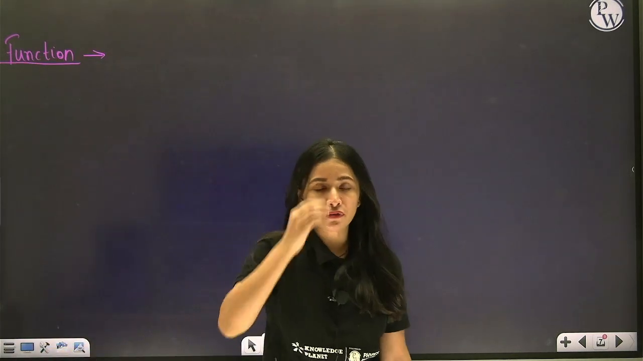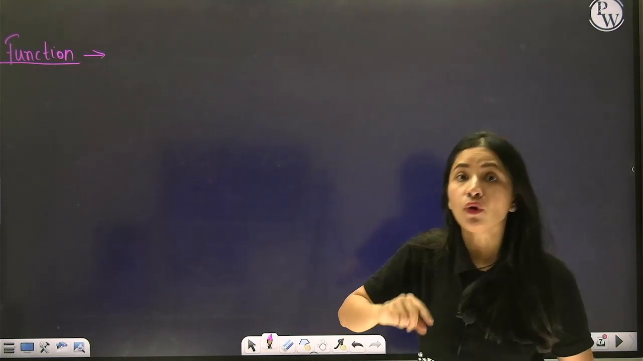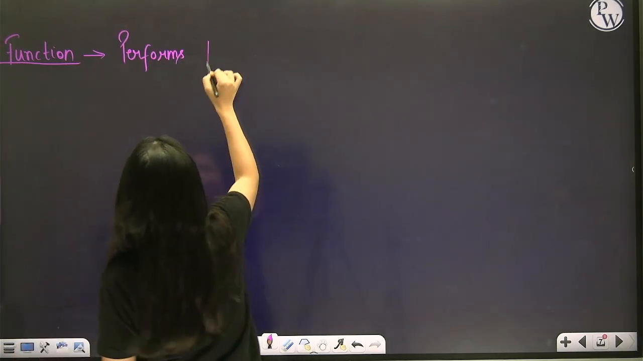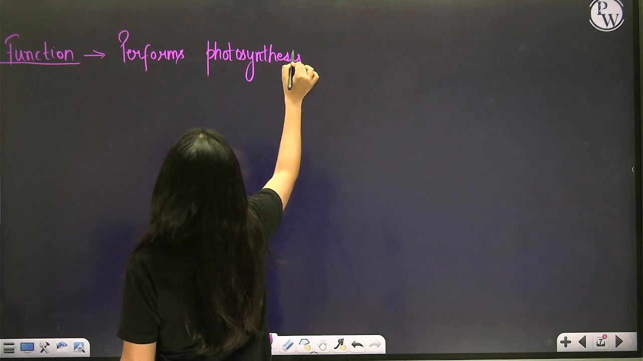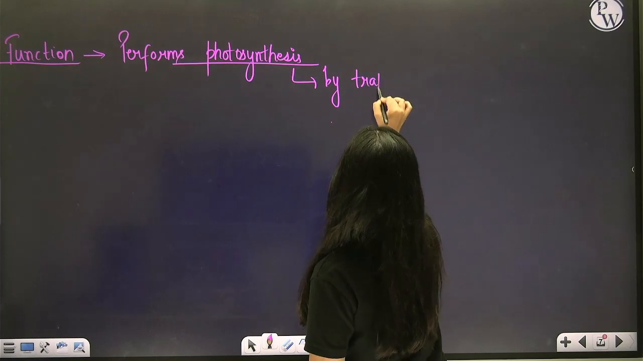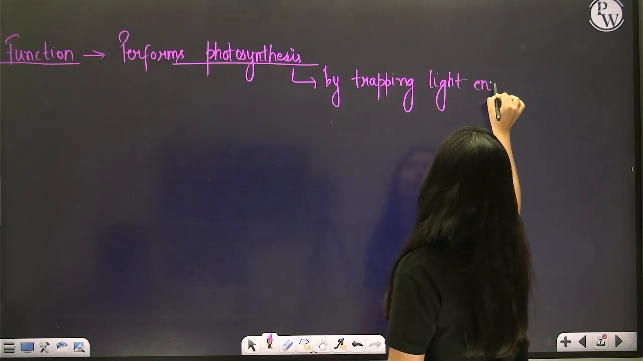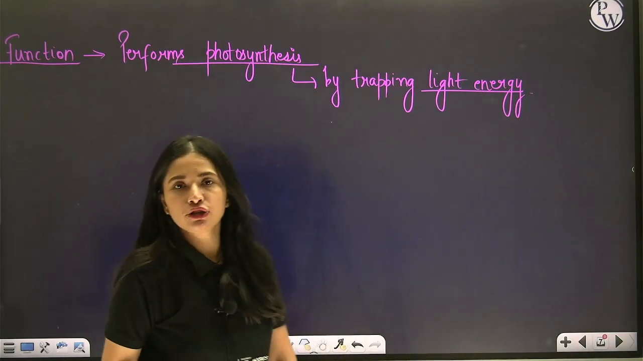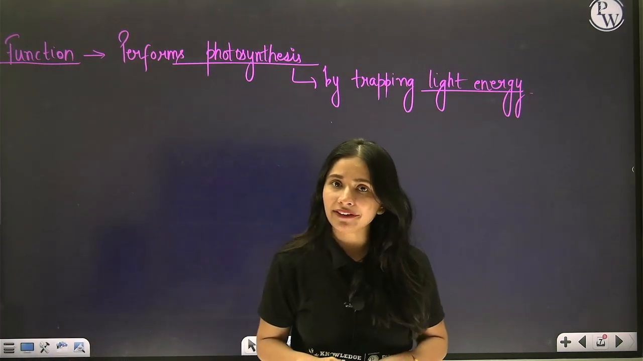So what is the function of chloroplast? What are you going to write? They are responsible for performing photosynthesis. How? By trapping light energy and converting the light energy into chemical form. So these are the three important forms of plastid. I hope you all have understood them.